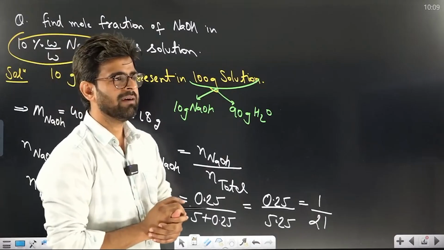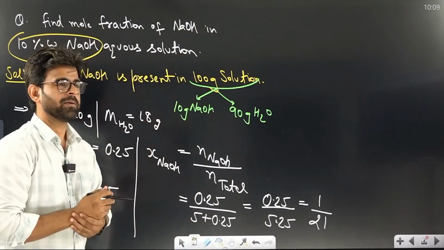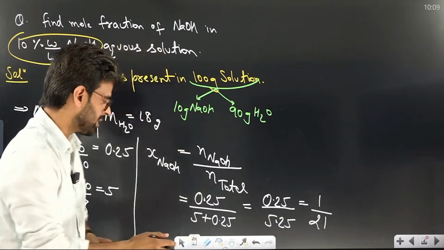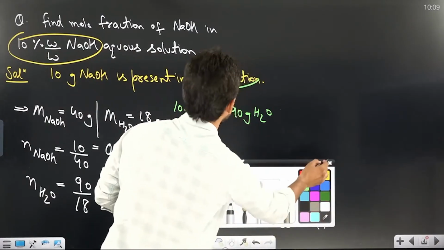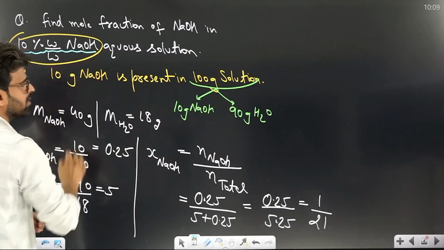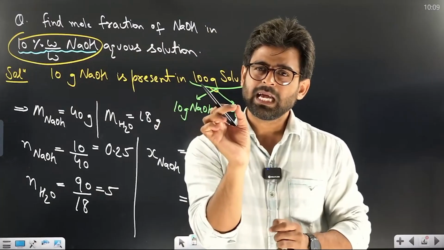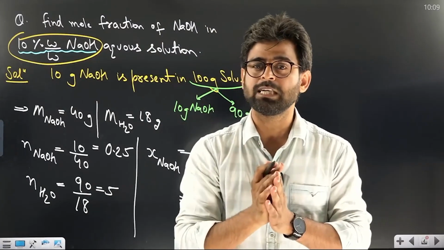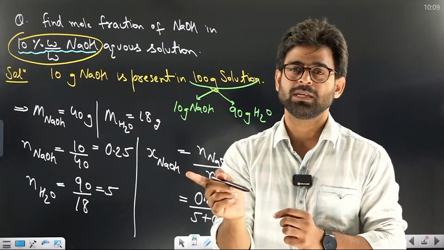Okay, fine. I will tell you once again, because this question is a little tricky. Listen to me. The question says our solution is 10% weight by weight NaOH solution. It means 10 gram NaOH is present in 100 gram solution. We have done the topic of weight by weight percentage.